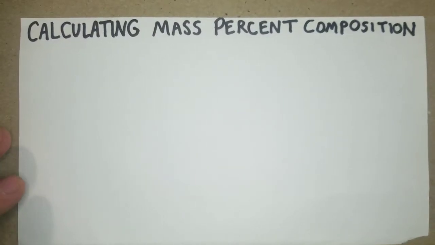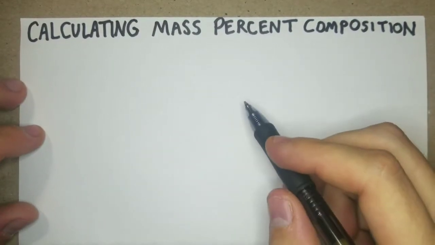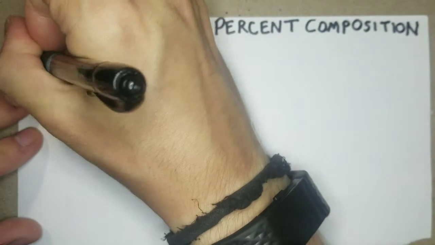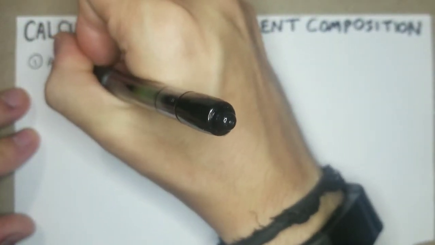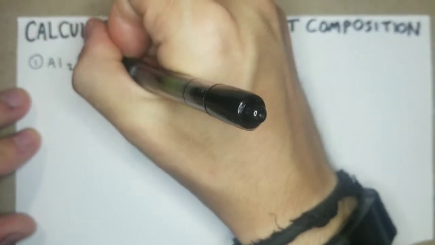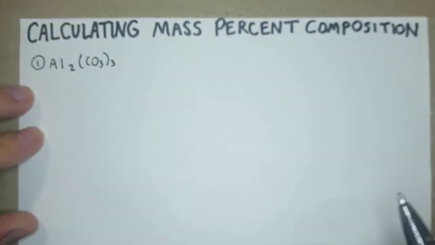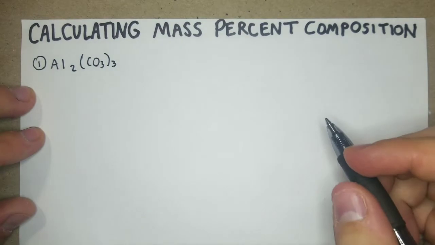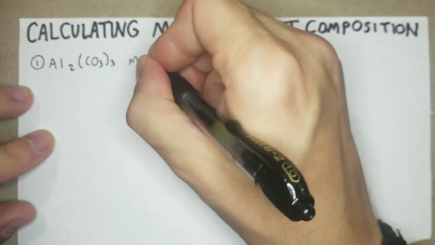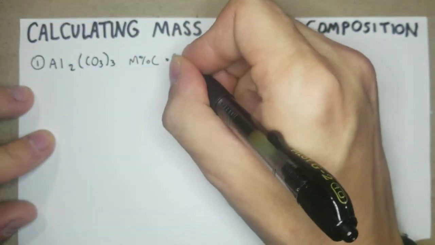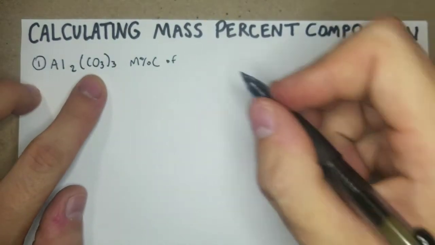How's it going, guys? We're going to go over calculating the mass percent composition of a couple different compounds. We'll start off with this one, Al2(CO3)3. And let's just say we're going to try to find the mass percent composition of oxygen.